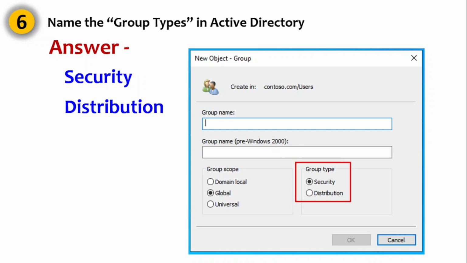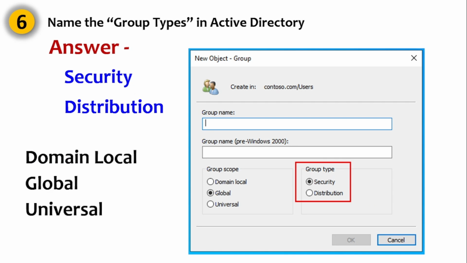Most of the people answer as domain local, global and universal. These are not types of groups, these are group scopes. So remember, whenever you are asked to name the types of groups, there are only 2 types, security and distribution. Never say domain local, global and universal. These are group scopes.